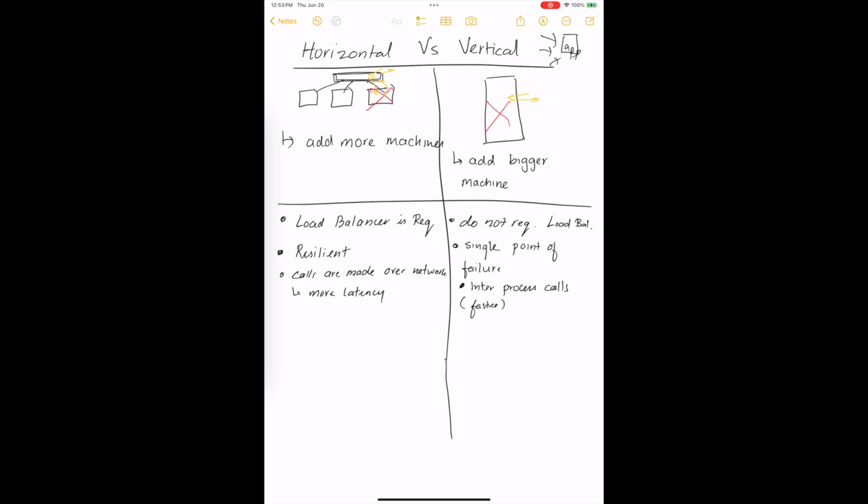And you can also think about on the left hand side, you can always add more machines, right? You can always add more machines. But on the right, you are limited by the hardware. Okay, so when you're designing an application, these are the things you should know. Like, should I scale vertically or should I scale horizontally? And what are the benefits of each?